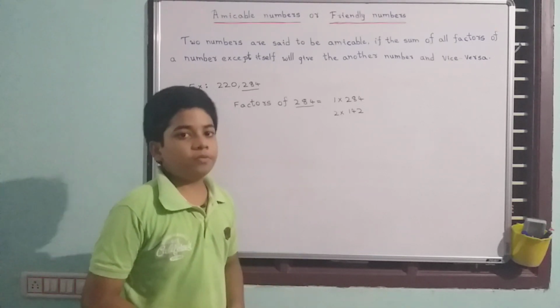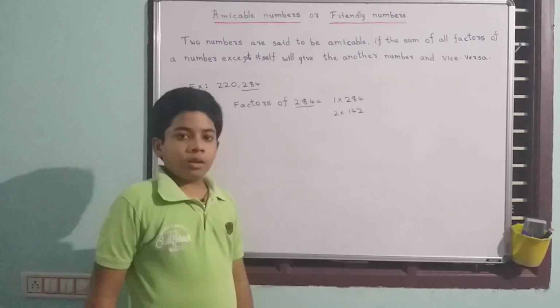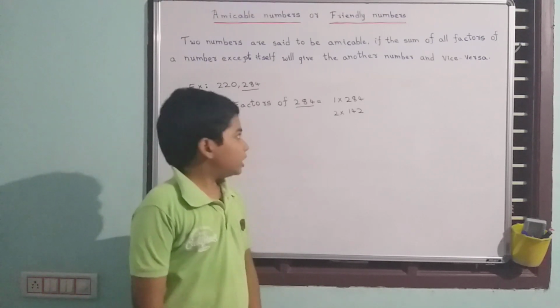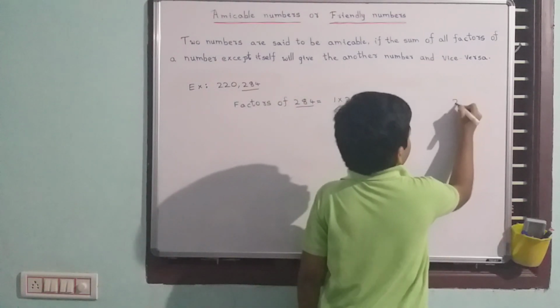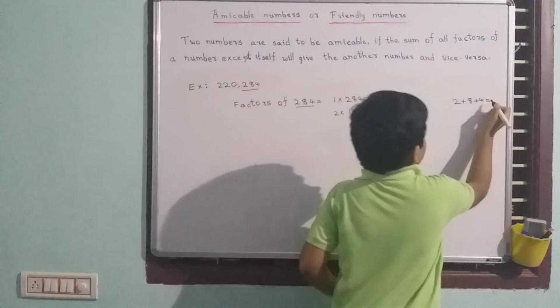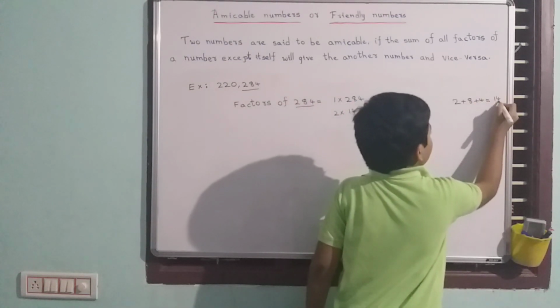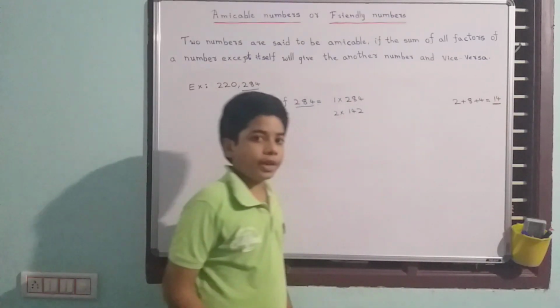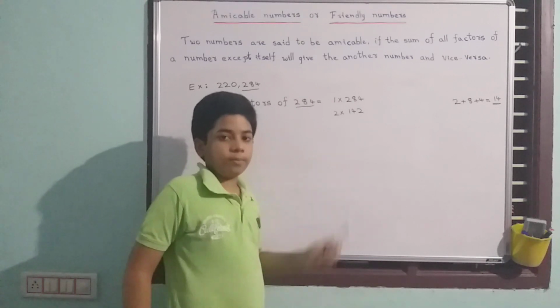Let us check with 3. The divisibility rule for 3 is the sum of the digits of the given number has to be divisible by 3. So let us add the digits of 284. 2 plus 8 plus 4. 2 plus 8, 10. 10 plus 4, 14. 14 is not divisible by 3. So 3 is not a factor of 284.